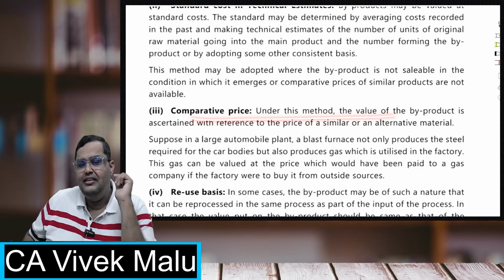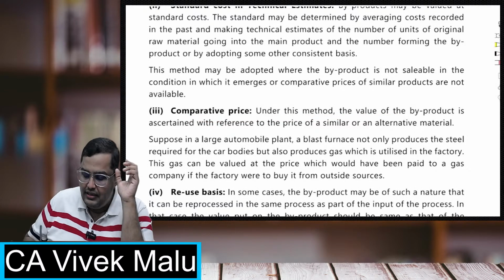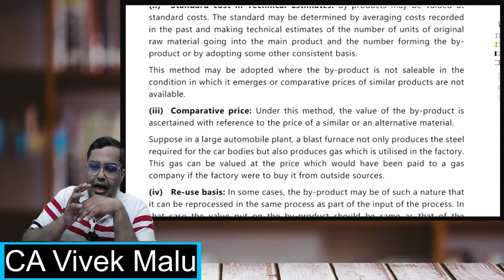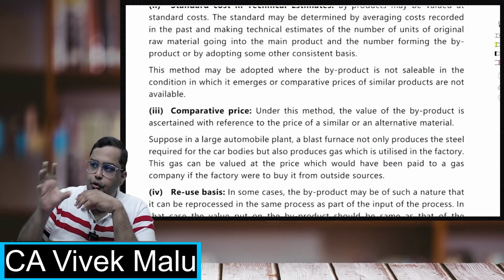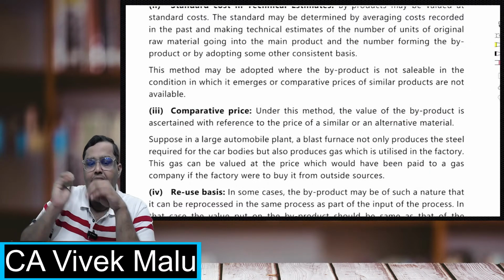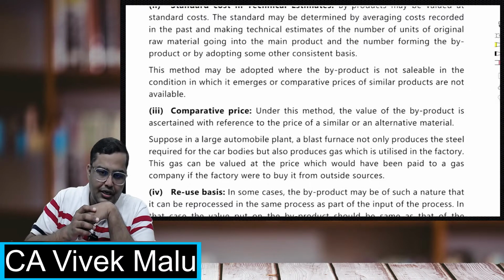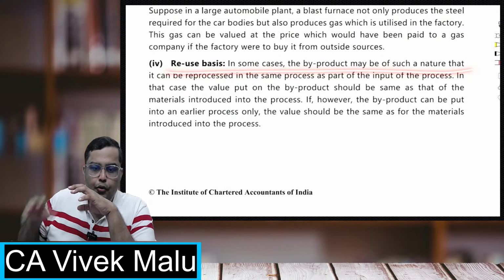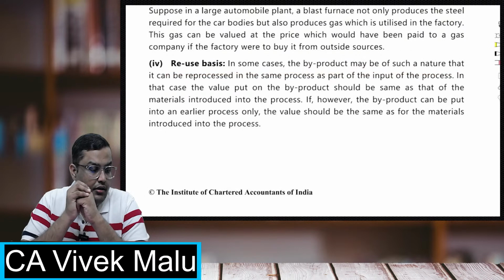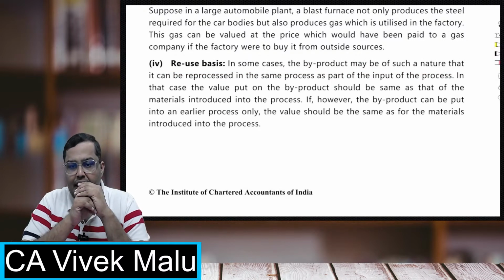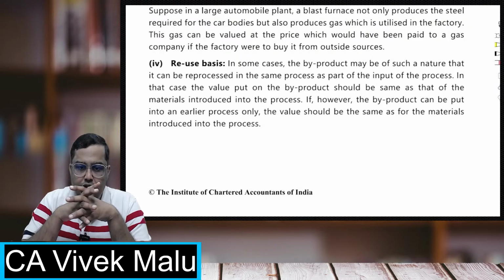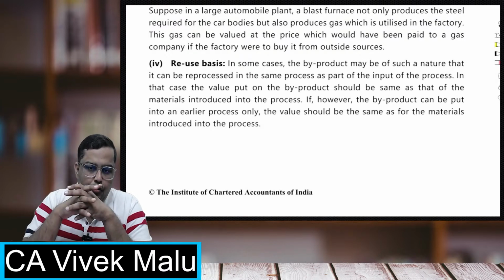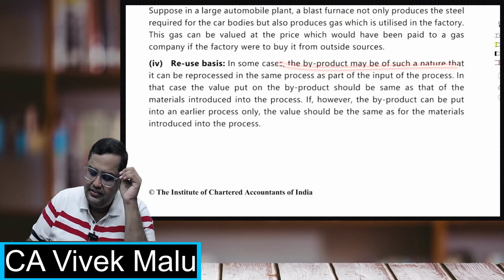Next, you can measure the byproducts at a value which is comparative. Now, what is comparative over here? Basically, for example, whatever the byproduct is getting out, I'm having the same material in the market also. So in the market, if it is trading at 20 rupees a kg, my product is also measured at 20 rupees per kg. Similarly, reuse basis method. Suppose the byproducts we are making, if we actually use it somewhere else, then whatever is the cost of the new material has to be taken as the measure, as the value of this byproduct.